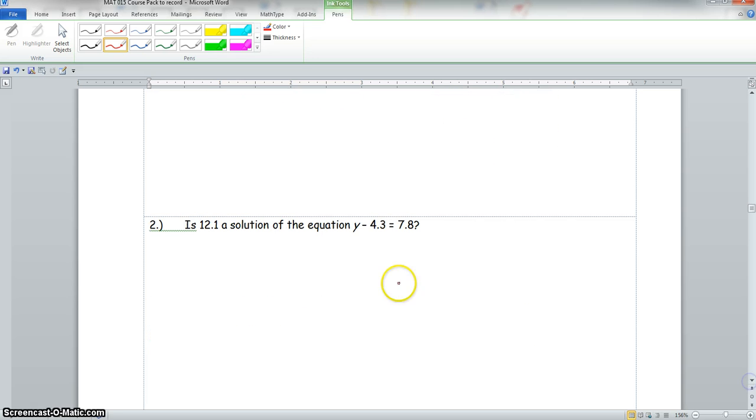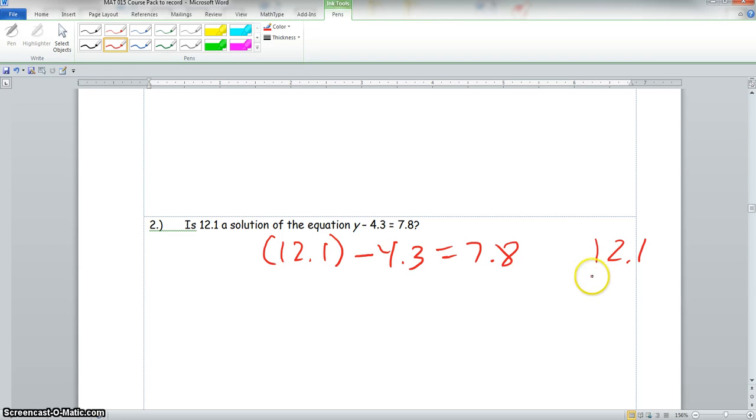So this is what we would do. We're going to substitute in 12.1 for y, and we have minus 4.3, and that should give us 7.8. So what we're going to do, we're going to go off to the side and take our 12.1 minus 4.3. Now we know we cannot take 3 from 1, so we borrow 1 from the 2. That becomes 1, and this 1 becomes 11. 11 minus 3 is 8. We bring down our decimal.